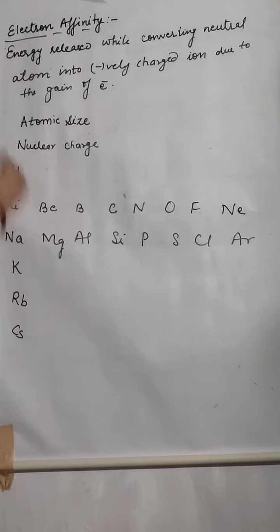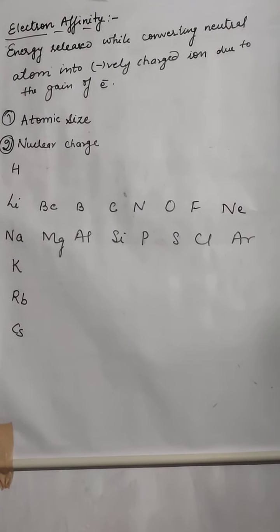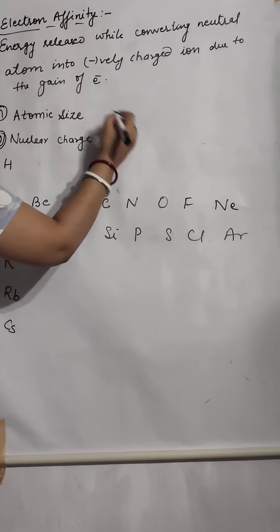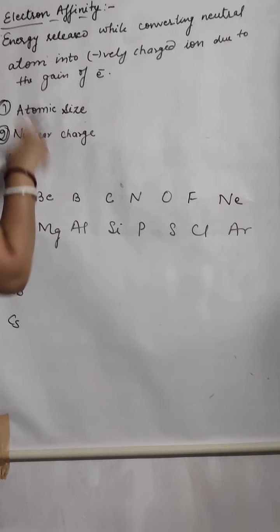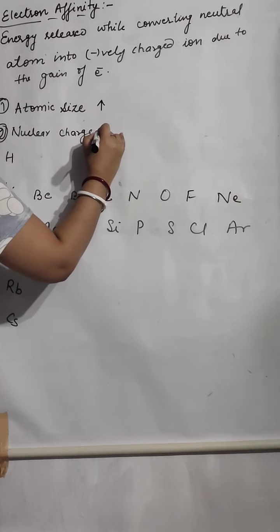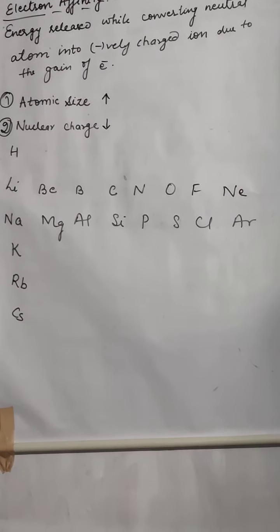So it also depends on two factors, that is atomic size and nuclear charge. As you move left to right in a period, atomic size decreases and nuclear charge increases. When you move down the group, atomic size increases and nuclear charge decreases.